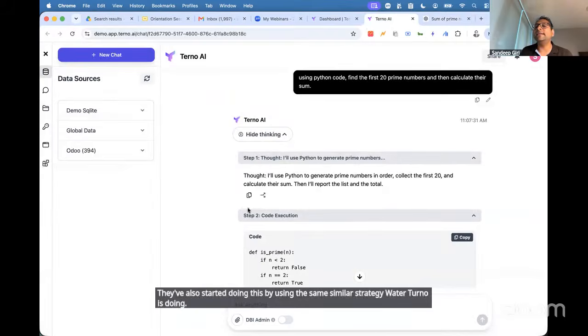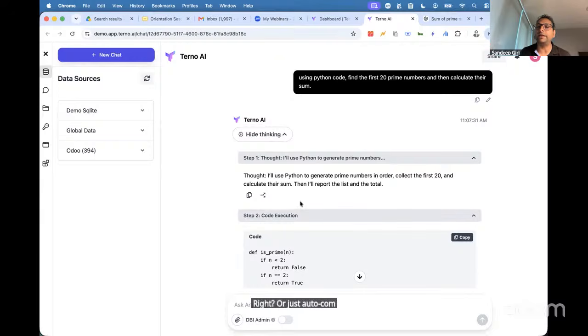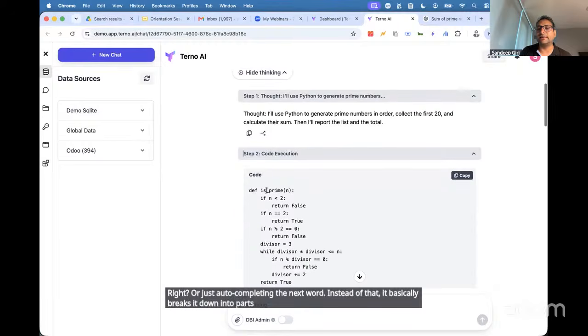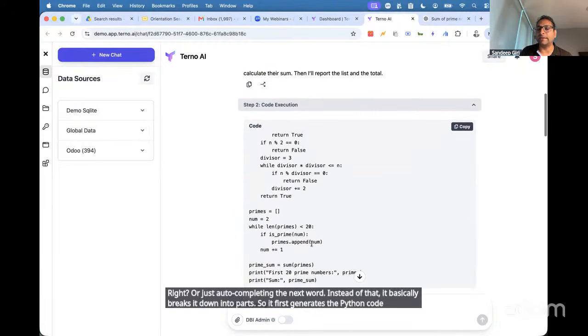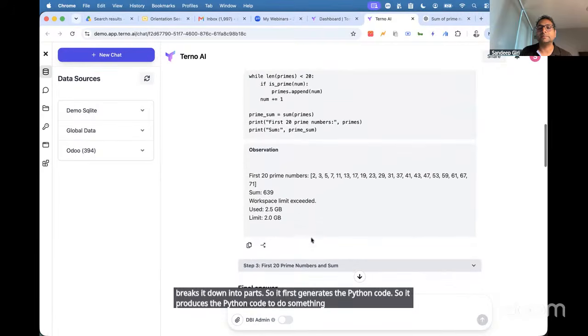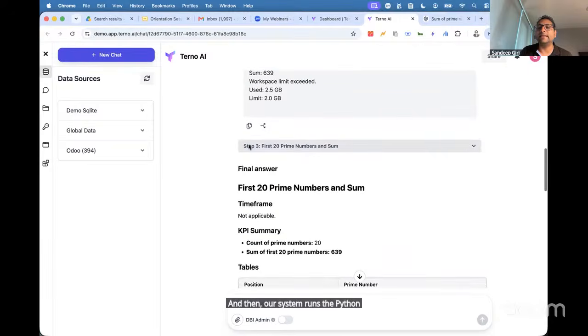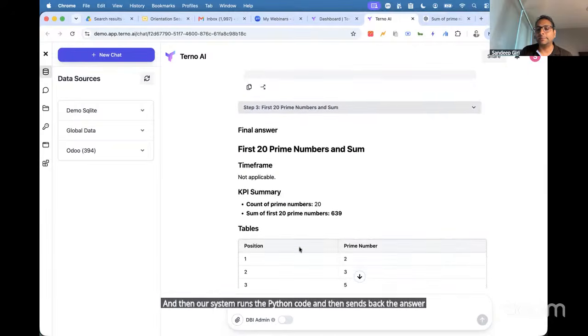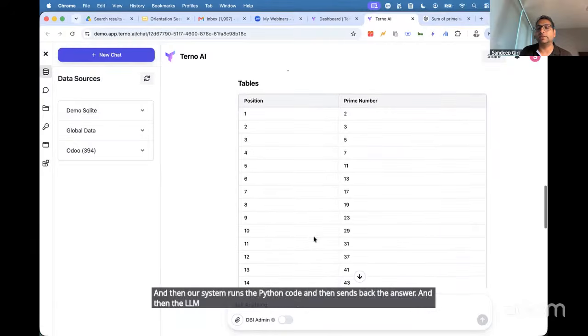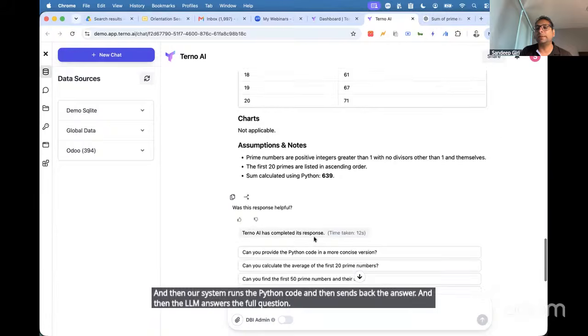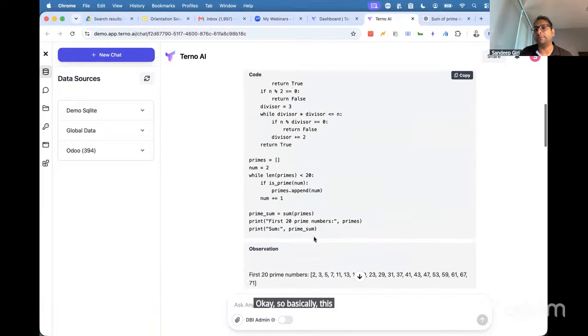So this is agentic AI. Agentic AI involves taking multiple steps. So instead of answering the question just like that, or just autocompleting the next word, it breaks it down into parts. It first generates the Python code. So it produces the Python code to do something. And then our system runs the Python code and sends back the answer. And then the LLM answers the full question. So basically, this is a multi-step process.